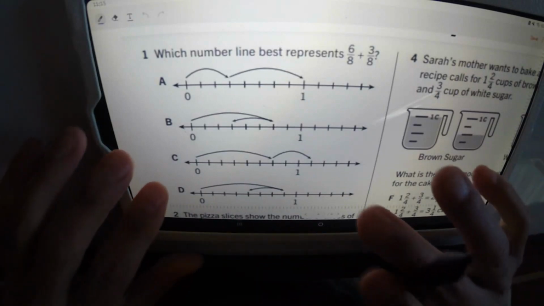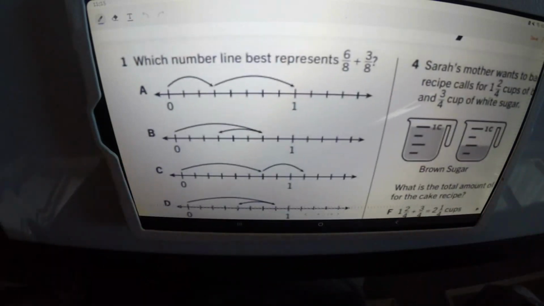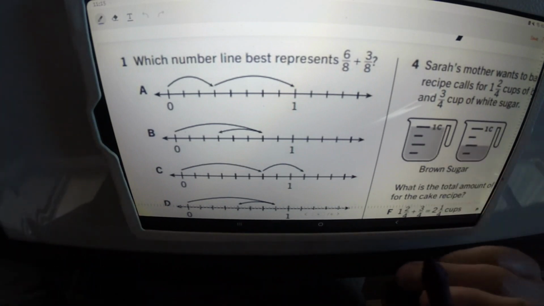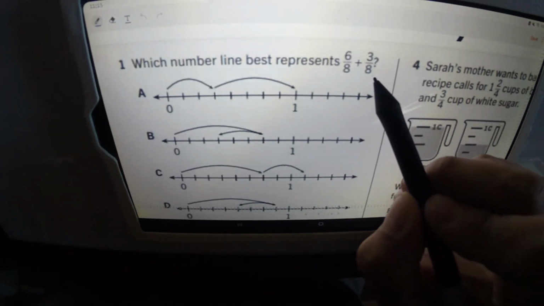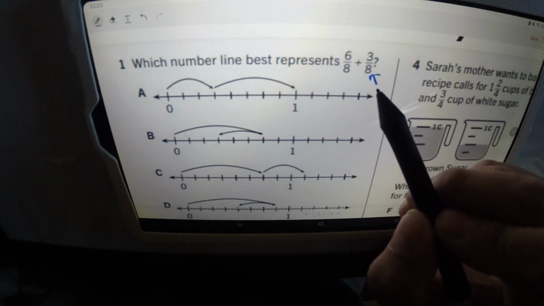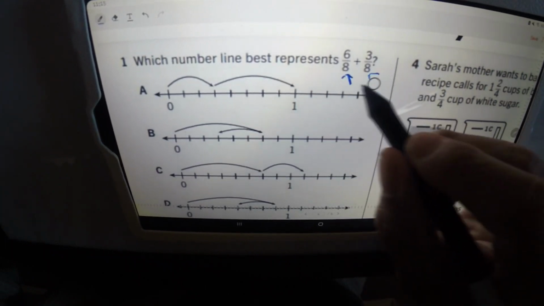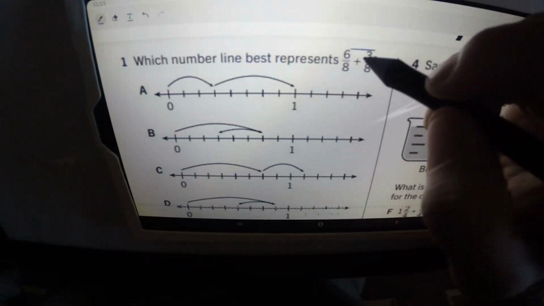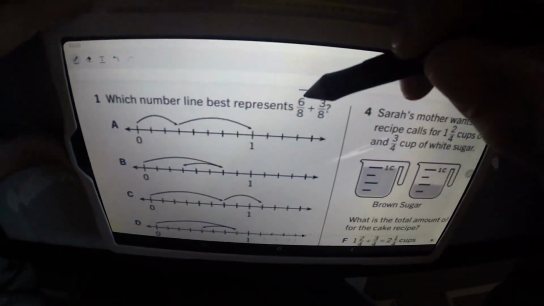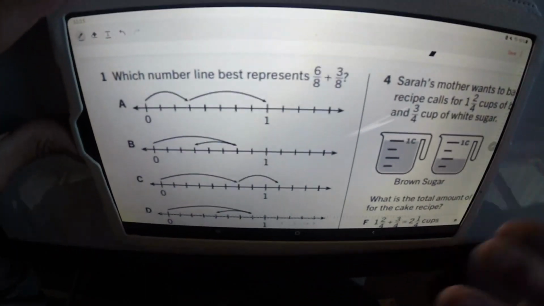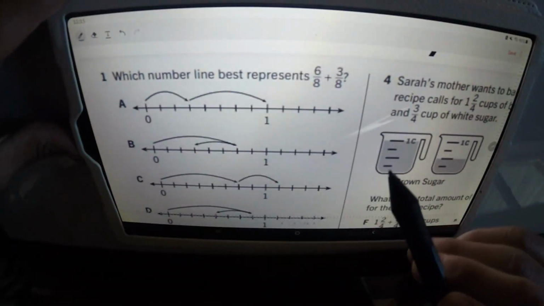Which number line best represents 6 over 8 plus 3 over 8, or 6/8 plus 3/8? Again, we have our denominator here. This bottom number is our denominator as usual. 8 is our denominator. That's just the total number of pieces, that's all it represents. We're going to add up 6 and 3, so 6 plus 3. So we're looking for a line that represents the 6 over 8 plus 3 over 8.